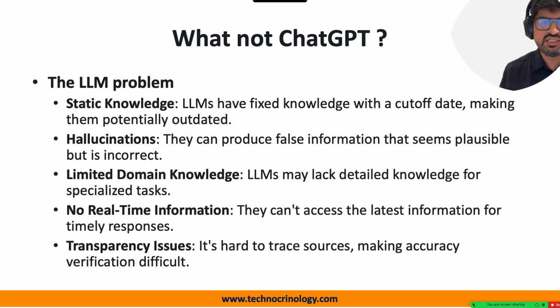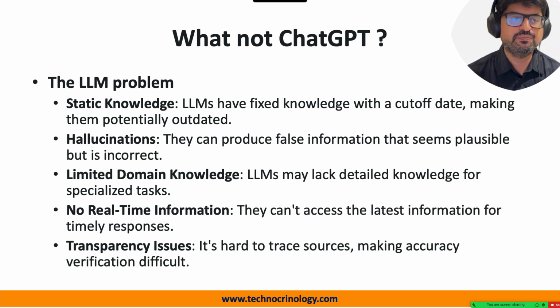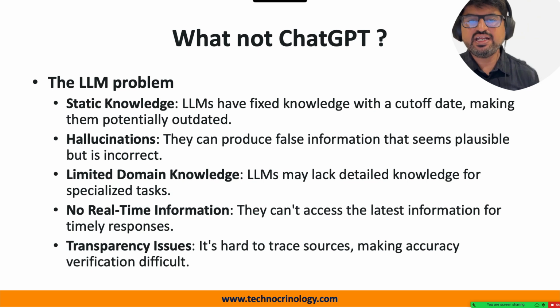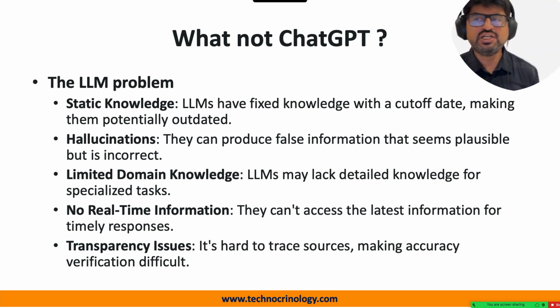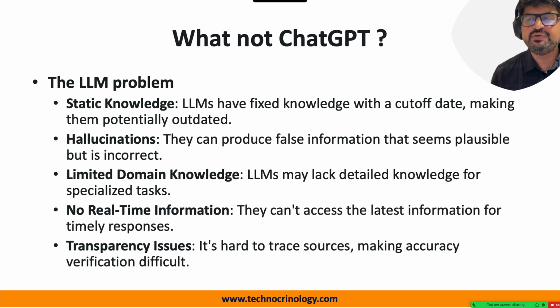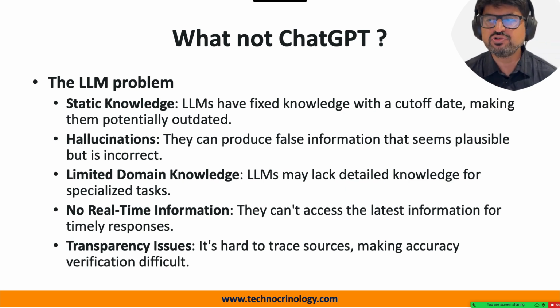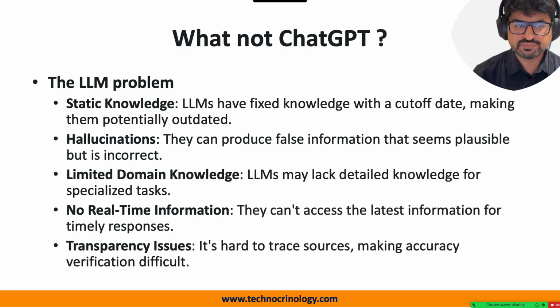Most of the large language models face the same problem. LLMs have static knowledge. They only have fixed knowledge up to a cutoff date, making them potentially outdated. For example, ChatGPT is generally trained up to, let's say, April 2024. So it has a cutoff date. It is only trained till this period.